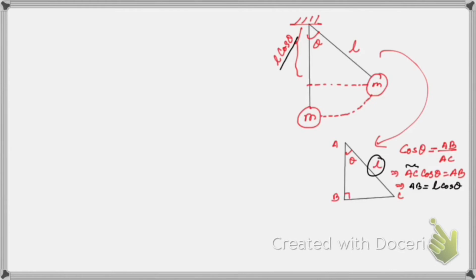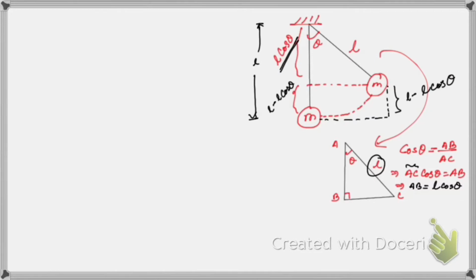Now you see this full length from here to there is L. So this height is L minus L cos theta. Let me draw it here. Wait. So now you see this height is L minus L cos theta.